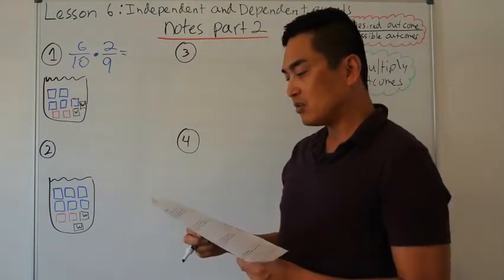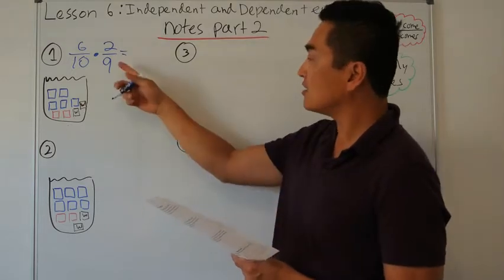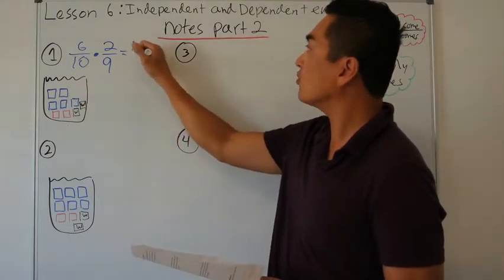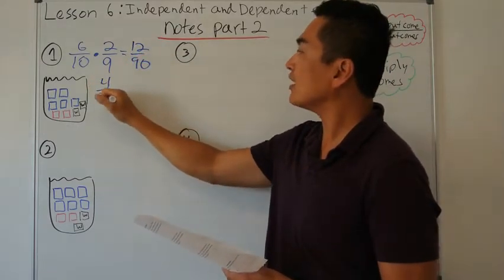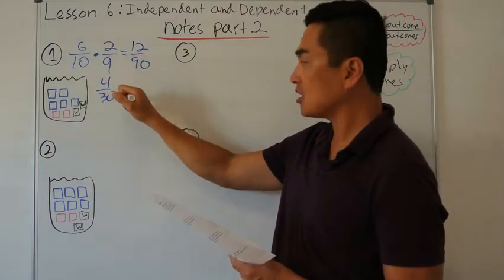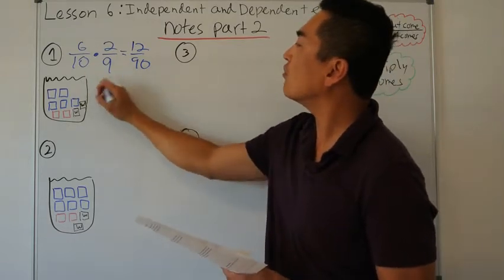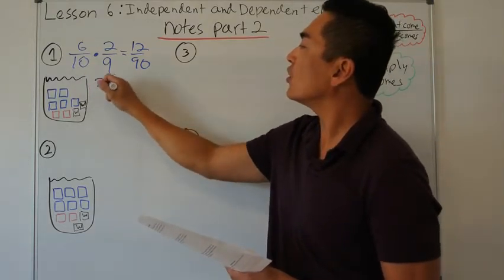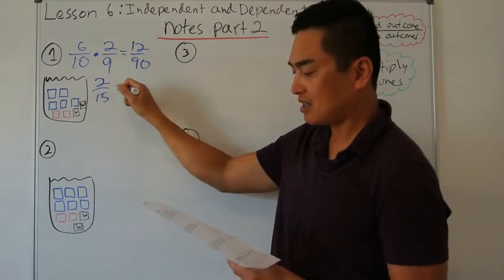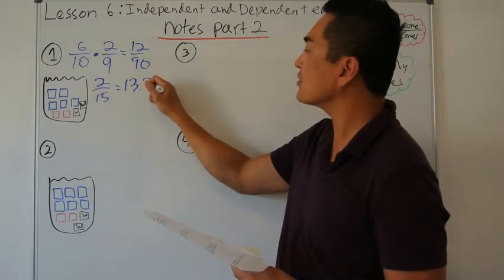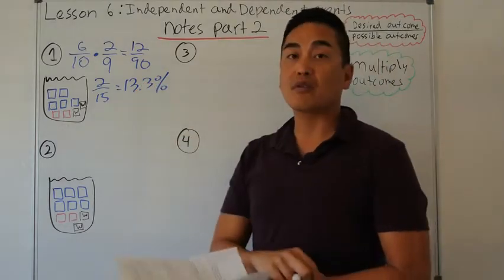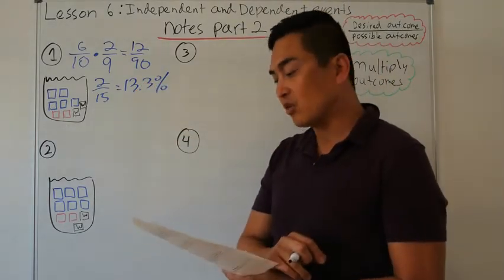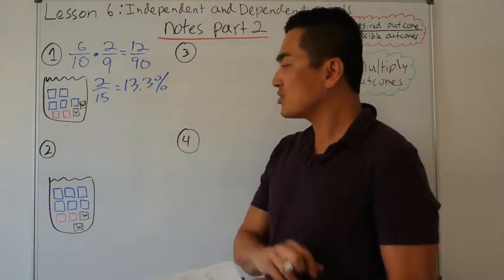All right. So what you have here is you're going to get 12 over 90. That is 4 over 30, and that happens to be, sorry, my bad, 2 over 15, and that is 13.3%. So they actually give you a better chance of winning versus part 1, where I think it was 12%. Okay, so number 2, same thing.